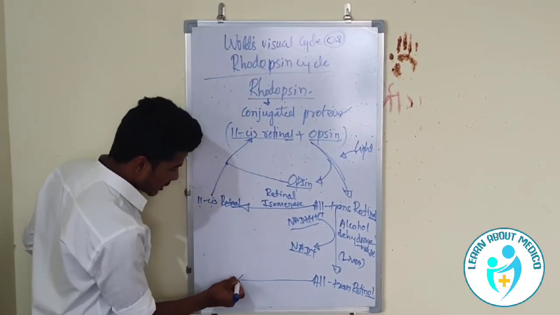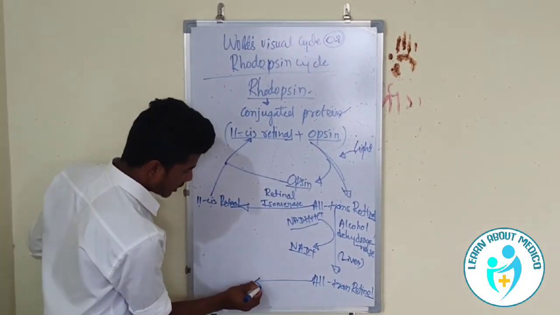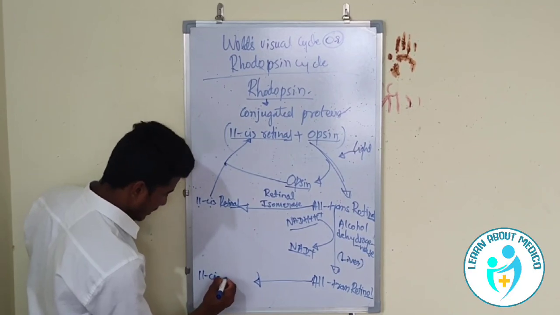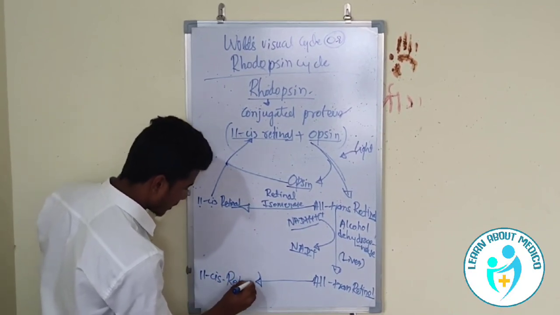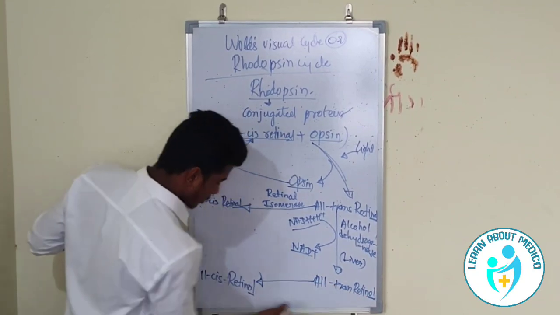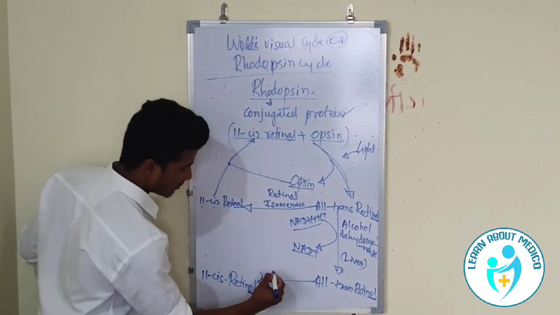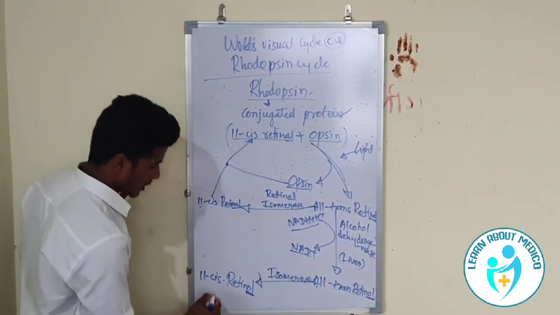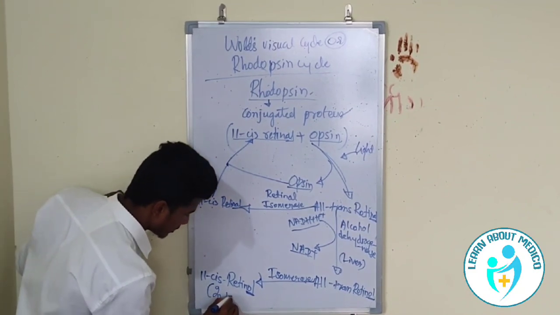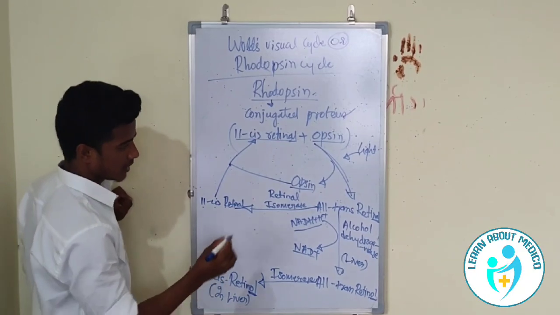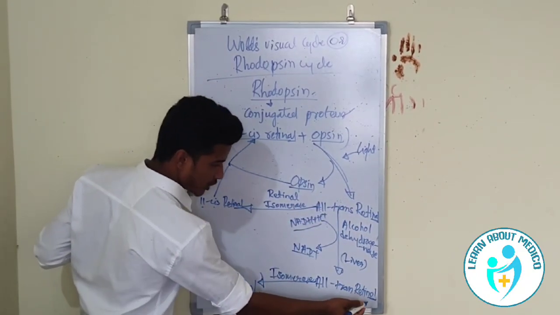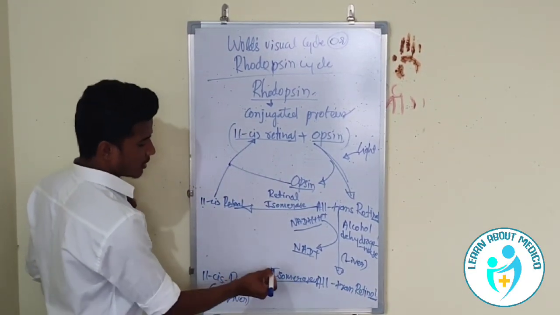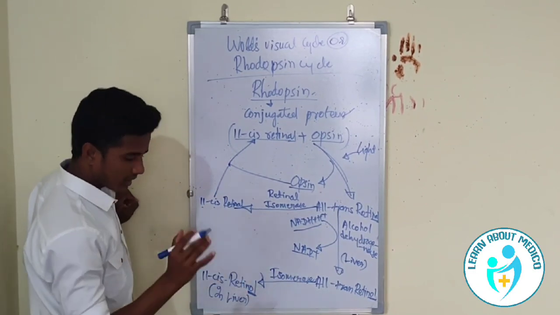Again, this all-trans retinol is converted into 11-cis retinol with the help of the enzyme isomerase. This also occurs in the liver.